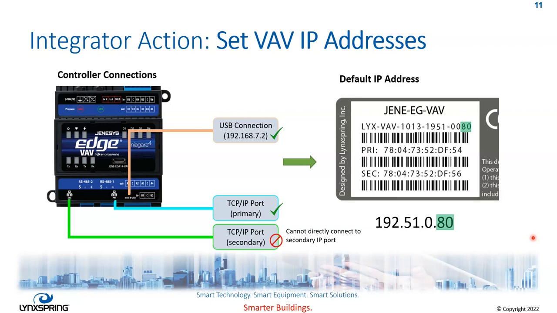This is done with the intent that you can put a bunch of VAVs on a network together without having duplicate IP addresses. Each of them is unique. This is why I recommend connecting to the USB connection on the bottom of the VAV controller.